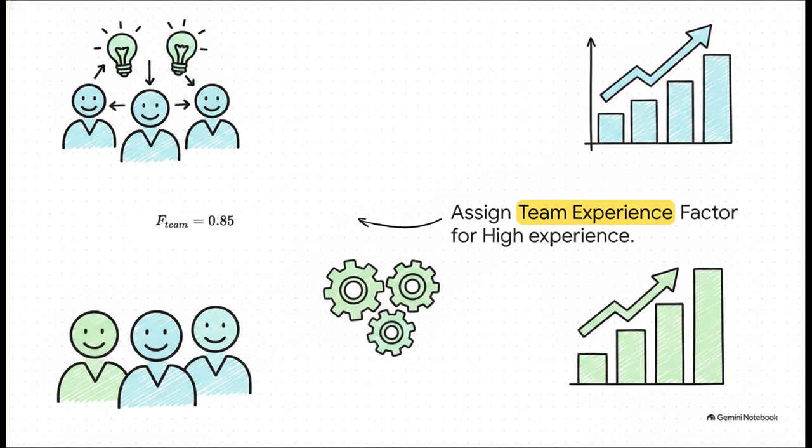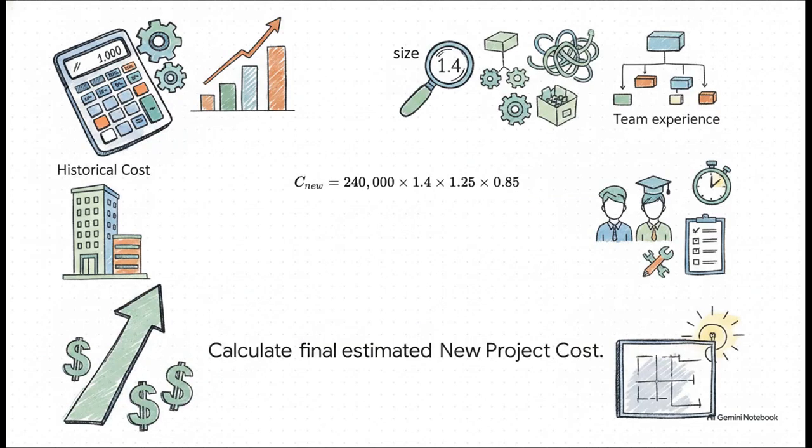A highly experienced team is way more efficient, which actually lowers our multiplier down to 0.85. Now we bring the whole shebang together for the final answer. The formula just takes that old cost and multiplies it by our three new factors.